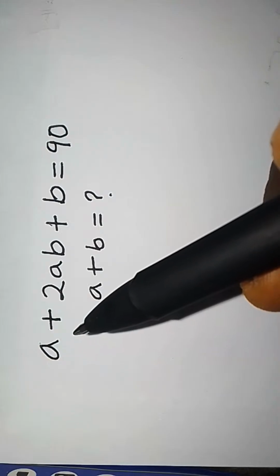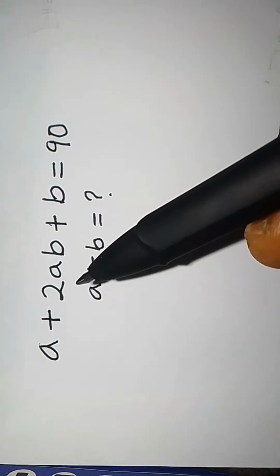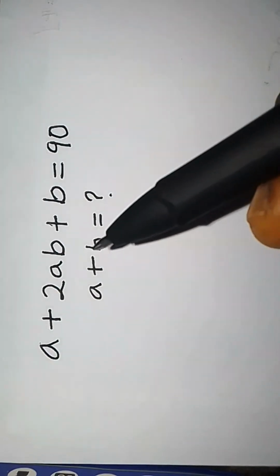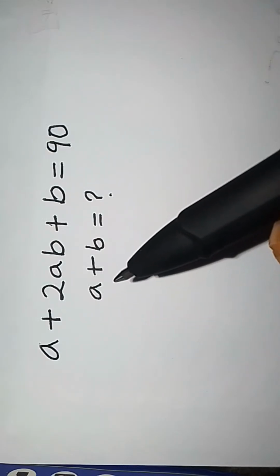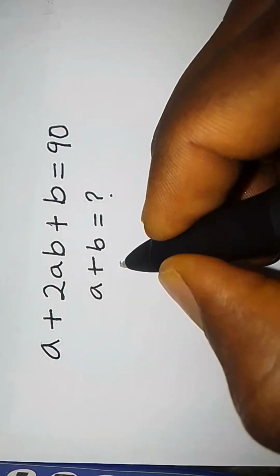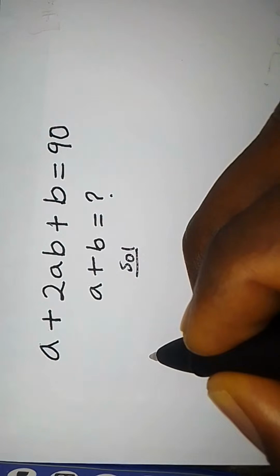Here we have a tricky algebra problem. a plus 2ab plus b is equal to 90. We have to find the value of a plus b. Solution. Let's get down to the question first.